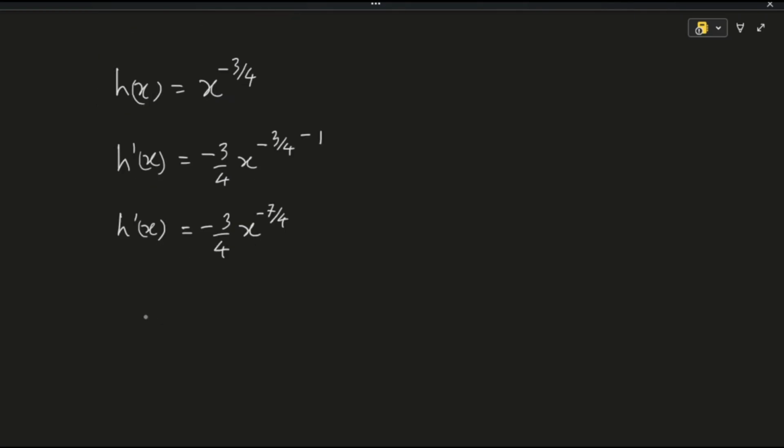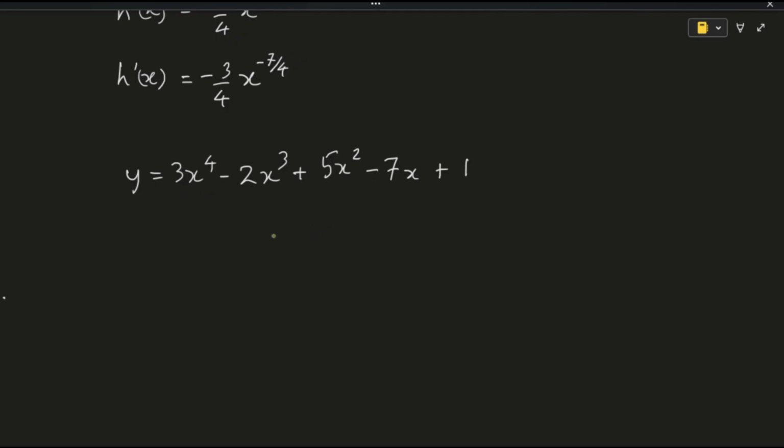Now, what if we have a polynomial? For example, y is equal to 3x to the power 4 minus 2x cubed plus 5x squared minus 7x plus 1. Now, this is a polynomial having the sum and difference of more than 2 monomials. So the derivative of this expression is the sum or difference of the derivatives of the separate terms. Now here, 1 is a constant and 1 can be expressed in terms of x as such, and here, x has the exponent 1.